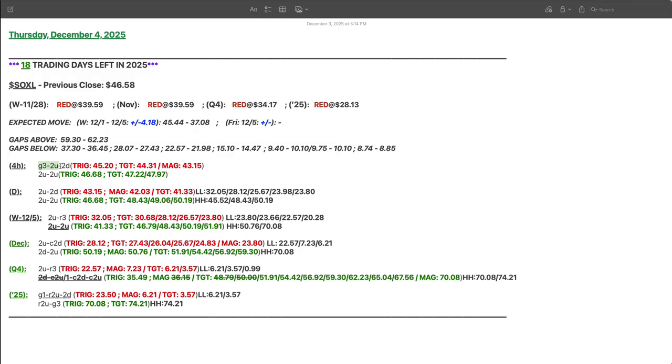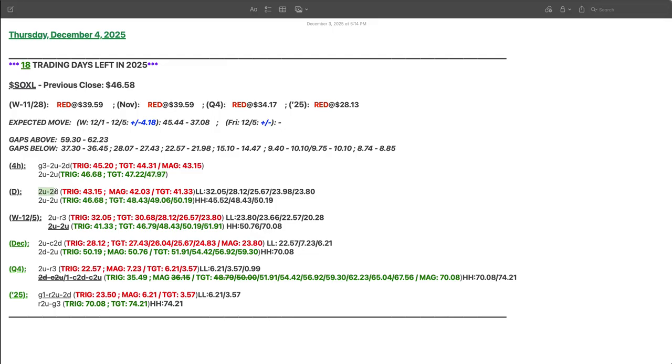From a 4 hour chart perspective, again, we talked about the 3-2 up, 2 down possibility that would trigger if price goes below 45.20. The magnitude for that move is 43.15, and because it is about a $2 move, basically a 5.5% move on the day. In the face of an uptrend, we did put an intermediate target here. We could see how price could bounce, move sideways, do whatever at this particular level instead of continuing to go down. We talked about if we go to the upside, it's just a two up continuation that triggers at 46.68. We've got a target of 47.22 and an extended target of 47.97 on there for the 4 hour.